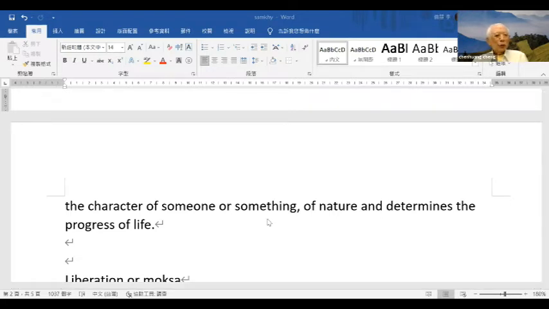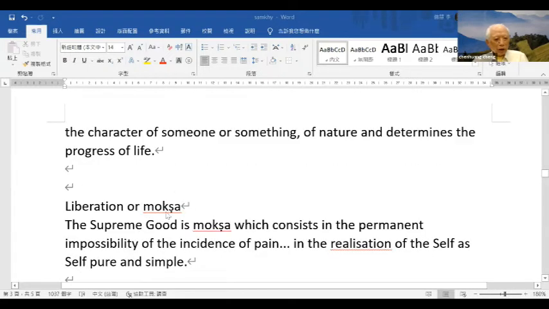Maybe we have more guna of subtle. If we have more guna of subtle, then we are more peaceful than other people. We are silent than other people. And if we are talkative, if we are active, then we have more gunas of rajas. And if we are a little bit lazy and inactive, then we have the guna of tamas. Okay, the character of someone or something is of nature and determines the progress of life.